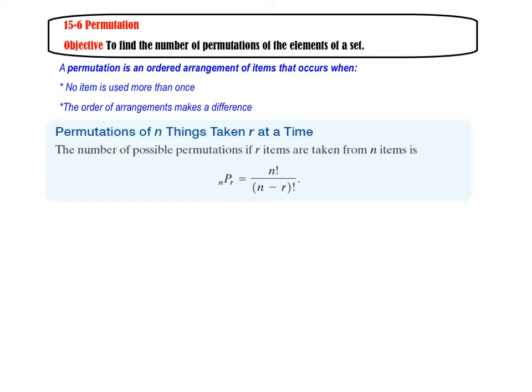This ordered arrangement occurs when no item is used more than once, and like I said, the order makes a difference. So here's the formula that we're going to work with today. To find the permutations of n things taken r at a time, we use this formula here. The exclamation points you see there, that's a new symbol that maybe you haven't seen before in math. What that's called is a factorial.